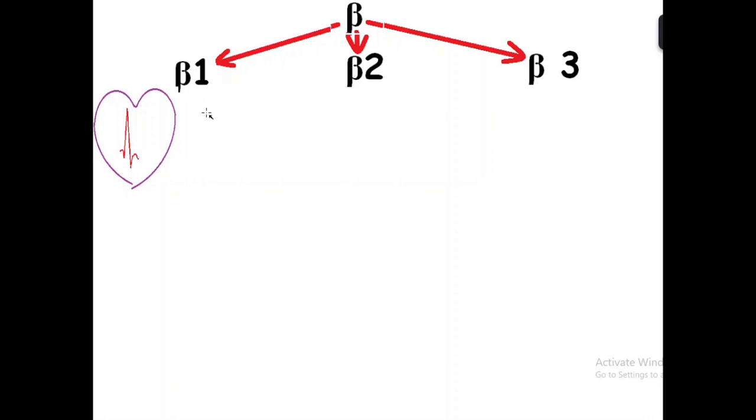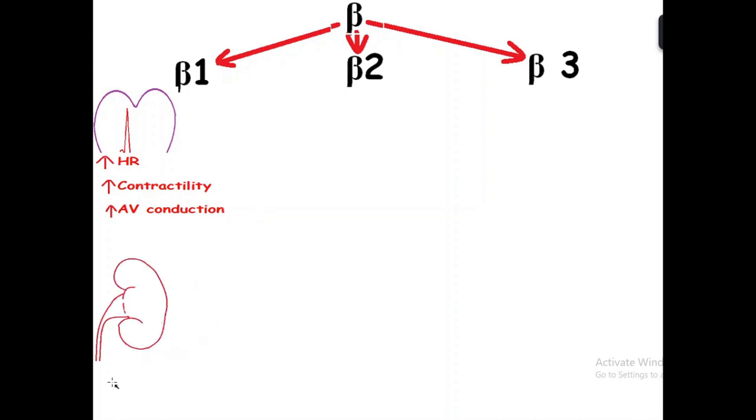Now let's start with beta 1 receptors. Beta 1 receptors are mainly located on the heart, and when they are activated they lead to increased heart rate. They also increase cardiac contractility, and they also increase atrioventricular node conduction. Beta 1 receptors are also located on juxtaglomerular cells in the kidney, and when activated there they lead to increased renin release, which results in an increase in blood pressure.